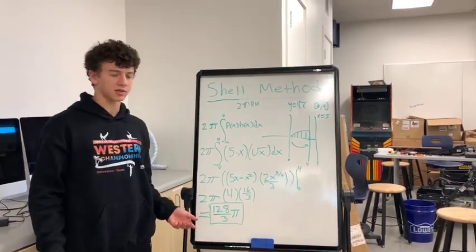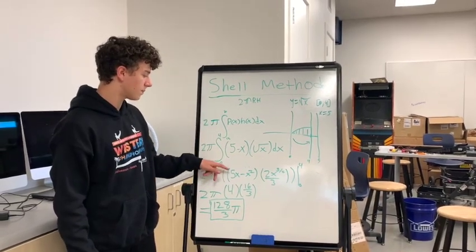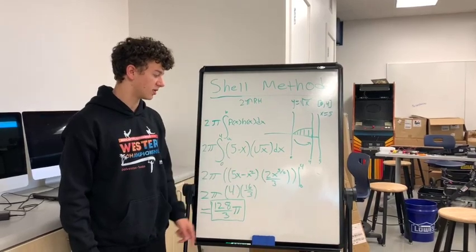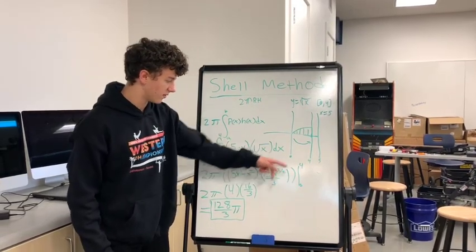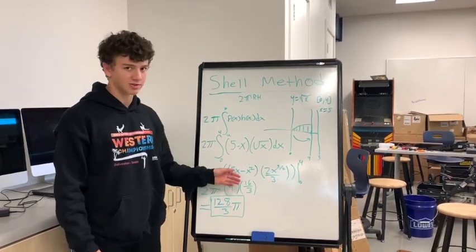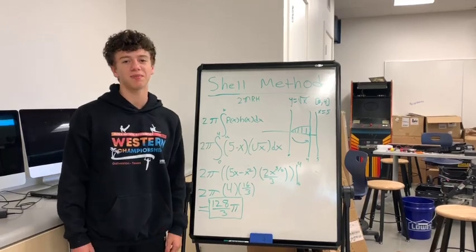Now what we want to do is solve and simplify. After integrating, we get 2 pi times 5x minus x squared times 2/3 x to the 3 over 2. And we want to solve that from 0 to 4. So we plug in numbers, we simplify, we get 2 pi times 4 times 16 over 3. And then our final answer is 128 over 3 pi.